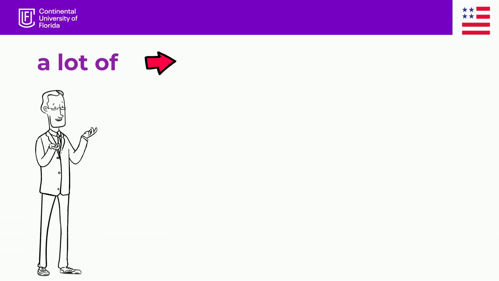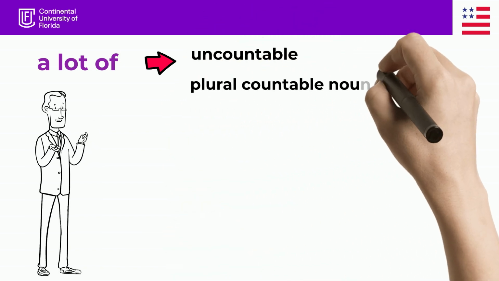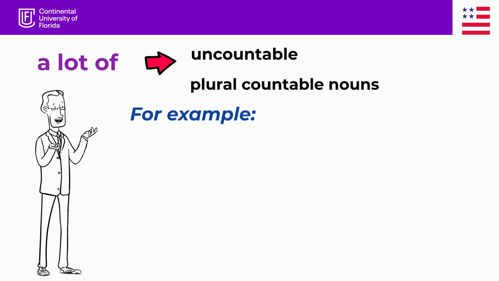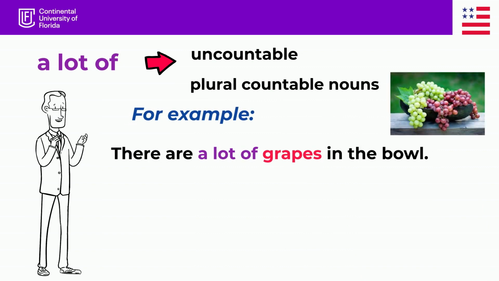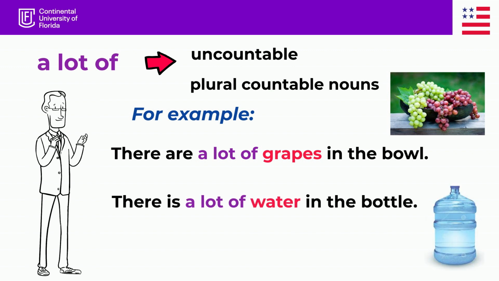We use a lot of for both uncountable and plural countable nouns. For example, there are a lot of grapes in the bowl. Grapes is a plural countable noun. There is a lot of water in the bottle. Water is an uncountable noun.